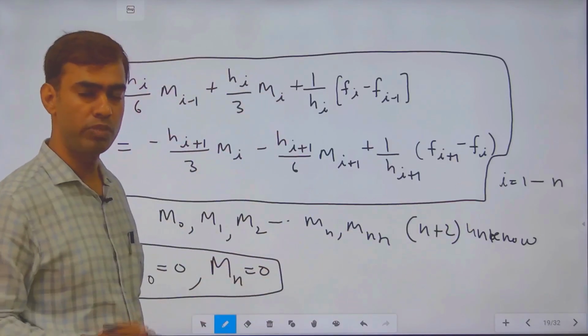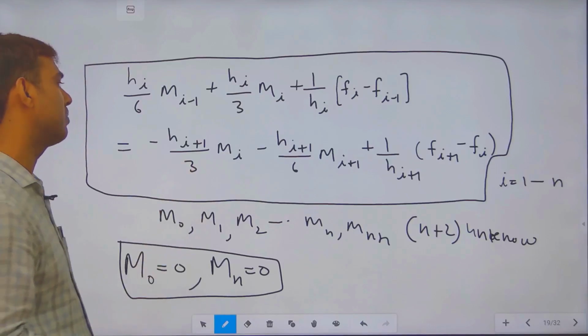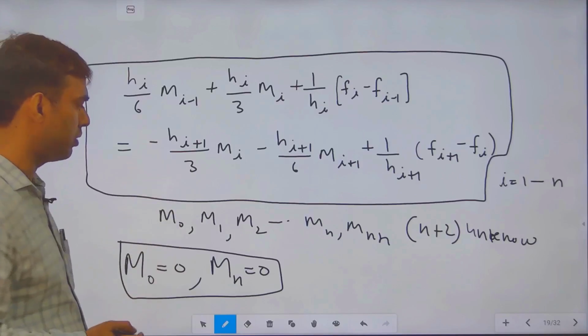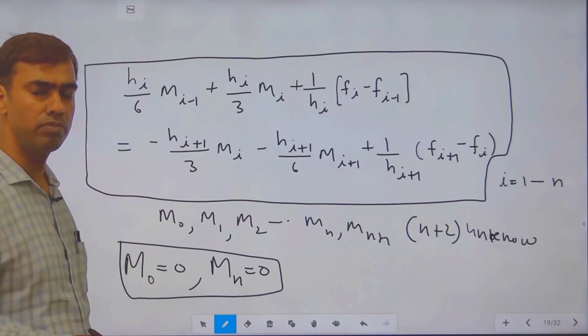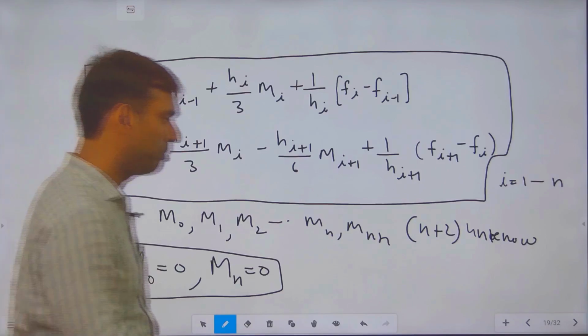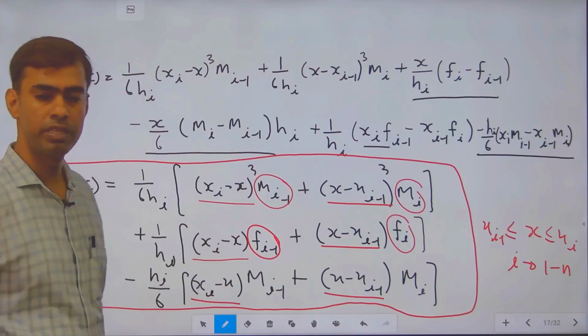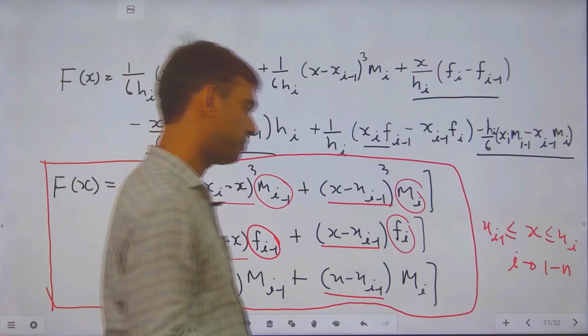There are n plus 2 equations and n plus 2 unknowns, so we are able to solve them and find all the n plus 2 unknowns. Once we find the values of m0, m1, m2, m3 up to mn plus 1, we put these values here, and then we get the desired cubic spline function for each polynomial.